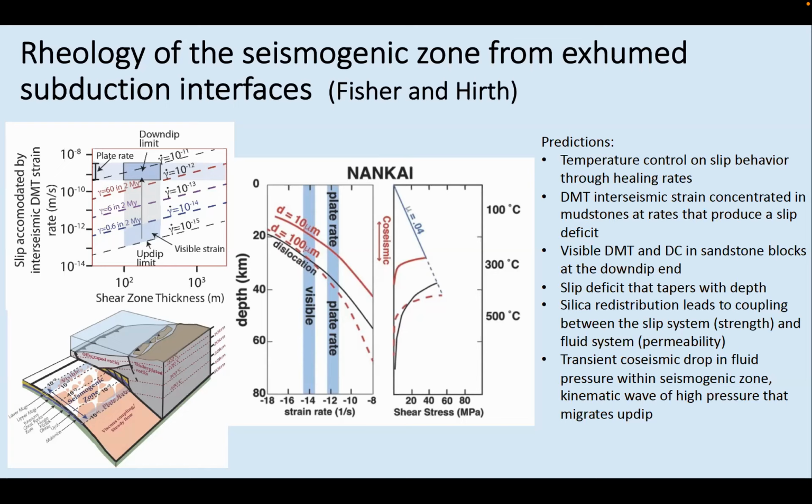If you use a flow law for diffusive mass transfer, which is what the microstructures show, the up-dip limit of seismicity is where you start to see visible strain in mudstones. The down-dip limit is where you match the plate rate. All that deformation is interseismic. It leads to a slip deficit. It can produce really large strains, and it has some predictions associated with the model, like there would be a tapering of the slip deficit with depth.